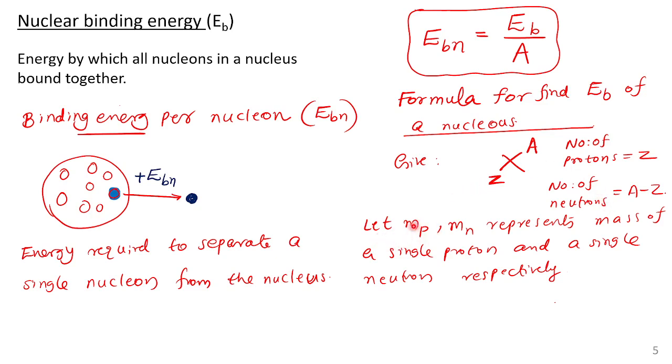Let Mp and Mn represent the mass of a single proton and a single neutron respectively. Please note the symbol. Mp and Mn are what? They represent the mass of a single proton and a single neutron respectively. Okay? Clear?